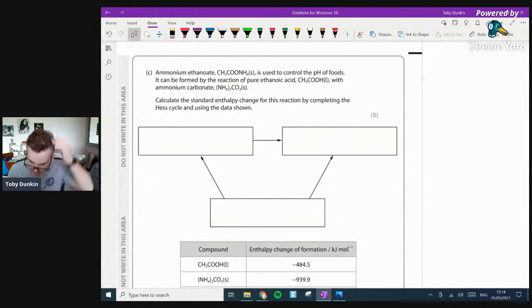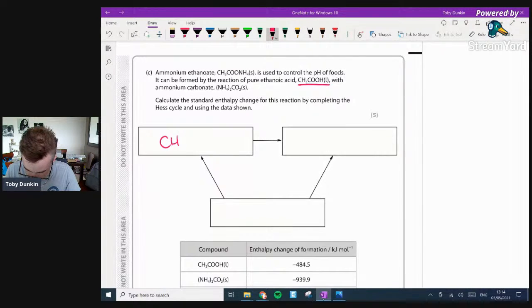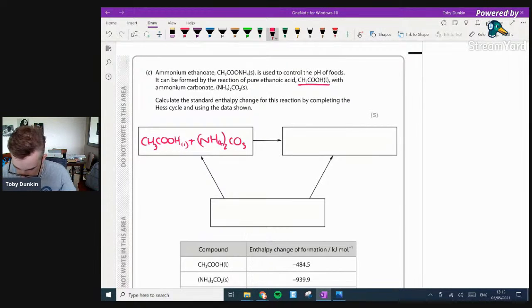Right. Ammonium ethanoate is used to control pH of foods. It can be formed by the reaction of pure ethanoic acid with ammonium carbonate. The enthalpy change is found for this reaction by completing the Hess cycle. Right, can be formed by ethanoic acid, so CH3COOH liquid plus ammonium carbonate, (NH4)2CO3, and I'm going to form CH3COONH4 plus CO2.